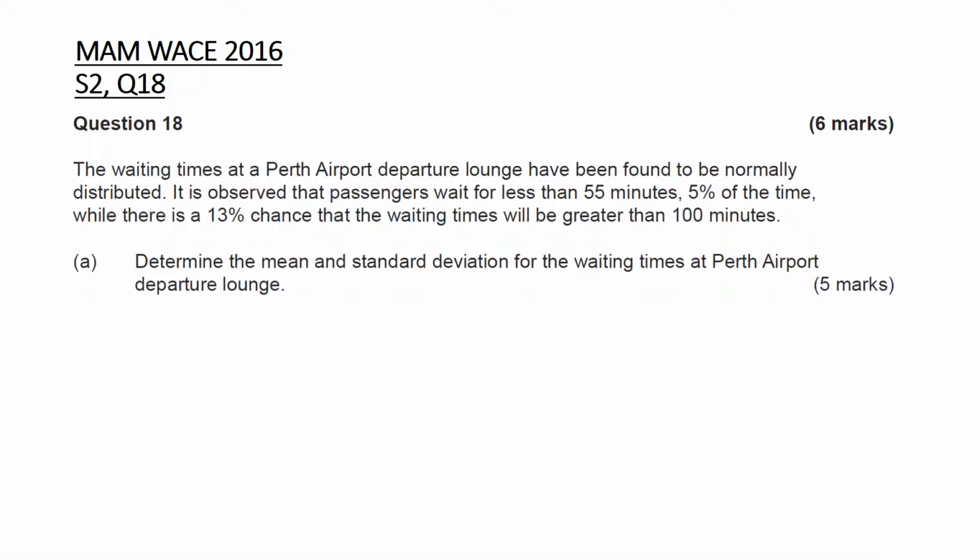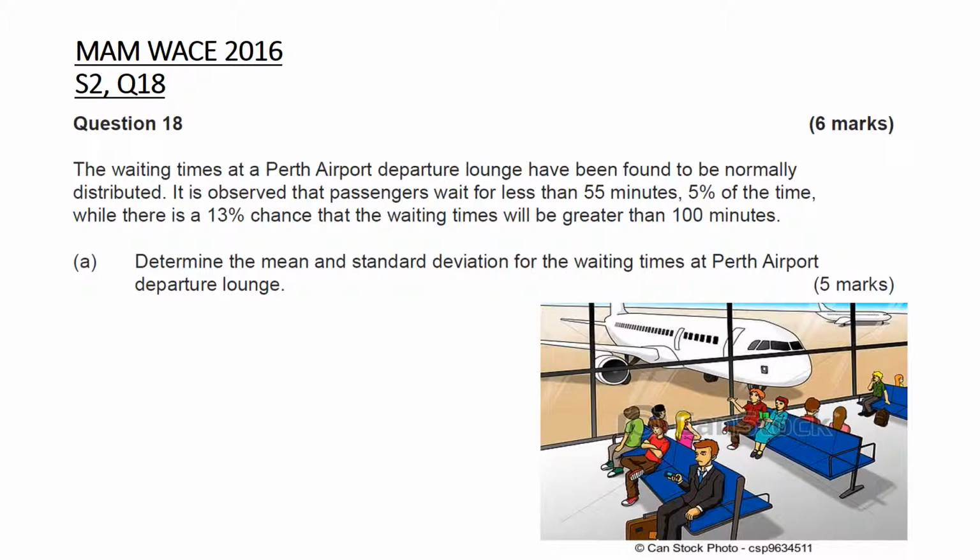In these questions, we know that waiting time is normally distributed. However, the mean and standard deviation is not known. So in question A, we are supposed to find out the mean and standard deviation for the waiting time.